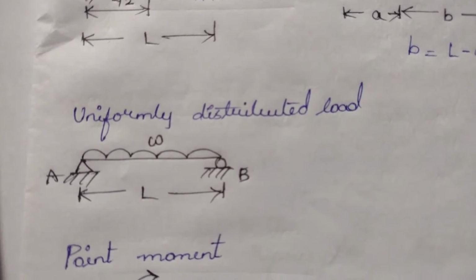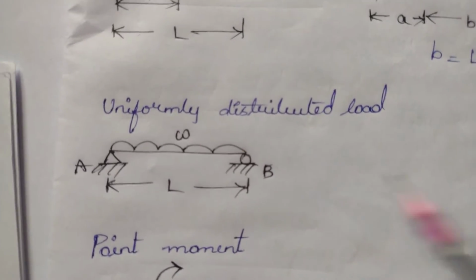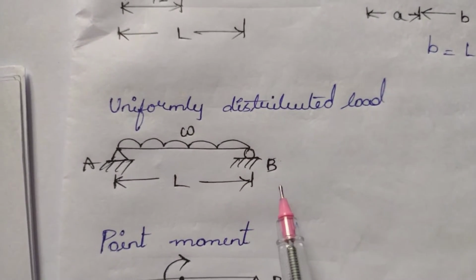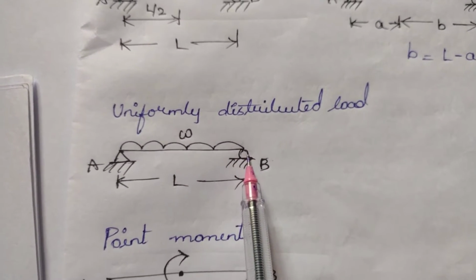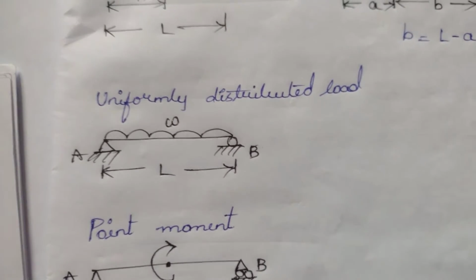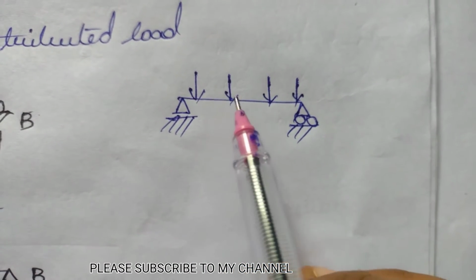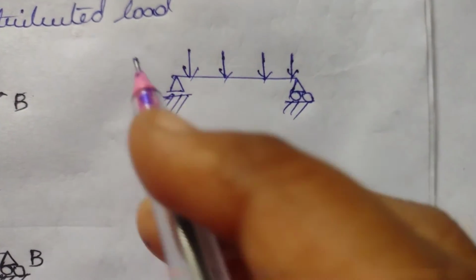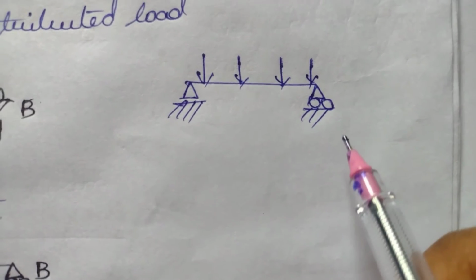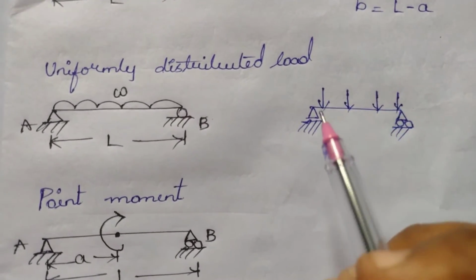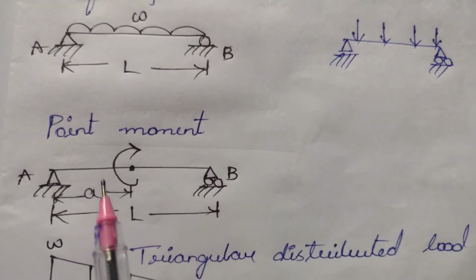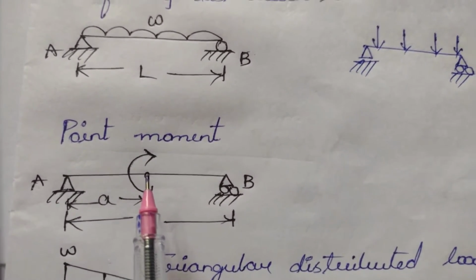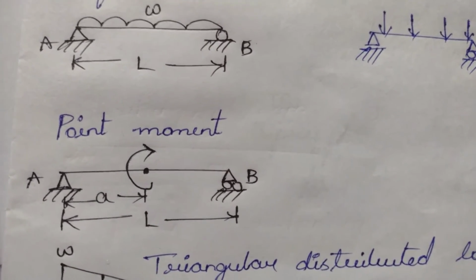Next we have uniformly distributed load. This is a case where the load is distributed over the whole span, over the entire span the load is uniformly distributed. This is same as the condition wherein the loads are represented as point loads, but also over the entire span, it can be represented in both ways. Next we have point moment, that is a moment acting at a particular point, at a distance A from the support.